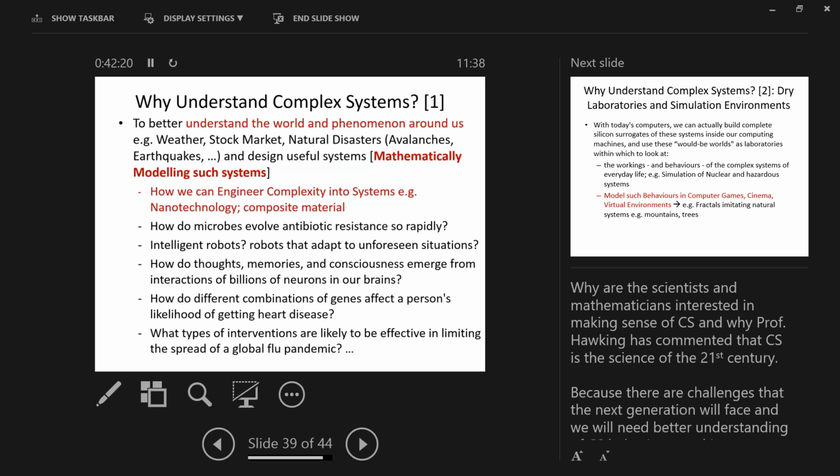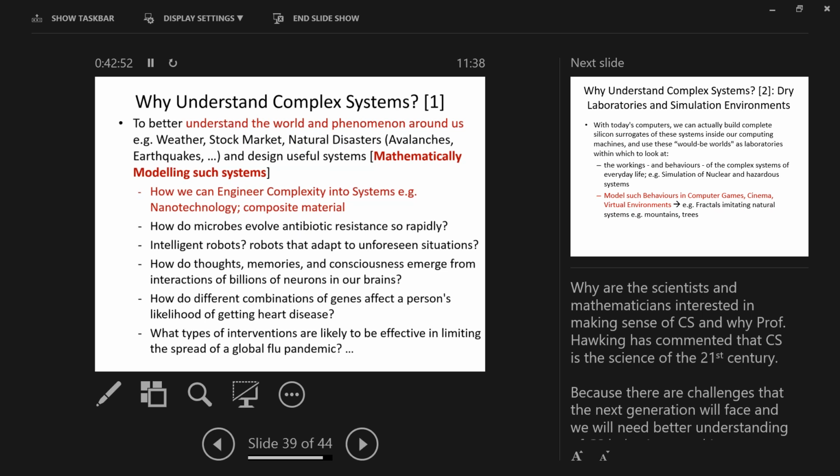And of course, complex system behavior helps design useful systems. That's mathematical modeling. But also, how can engineers use complexity in their systems? So nanotechnology or composite materials is another example. How do microbes evolve antibiotic resistance so rapidly that we are currently seeing? That is again a complex system behavior, or can be understood using complex system behavior.